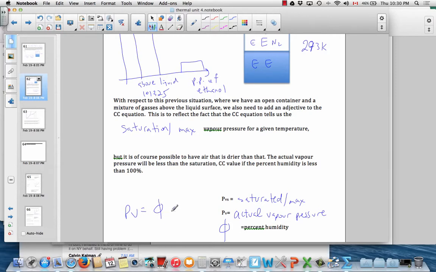And the percentage phi is just a percentage of those two, or the actual is a certain percentage of the maximum. And it's the Clausius-Clapeyron equation that tells us what that saturation vapor pressure is at a given temperature.